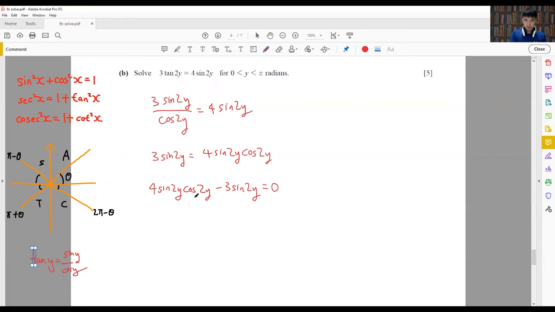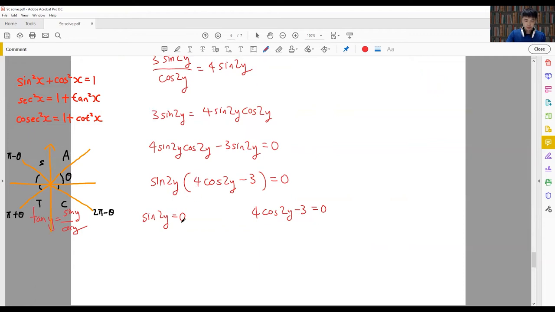What we're going to do is factorize out sin 2y. Sin 2y bracket 4 cos 2y minus 3 equals 0. To solve this equation, we have to let sin 2y equal 0 and 4 cos 2y minus 3 equal 0. Some people might make the mistake where from here and here, they eliminate the sin 2y. Then doing this, you would end up with 1 less answer according to your range here. Okay, so don't do that. Try to factorize them when possible.